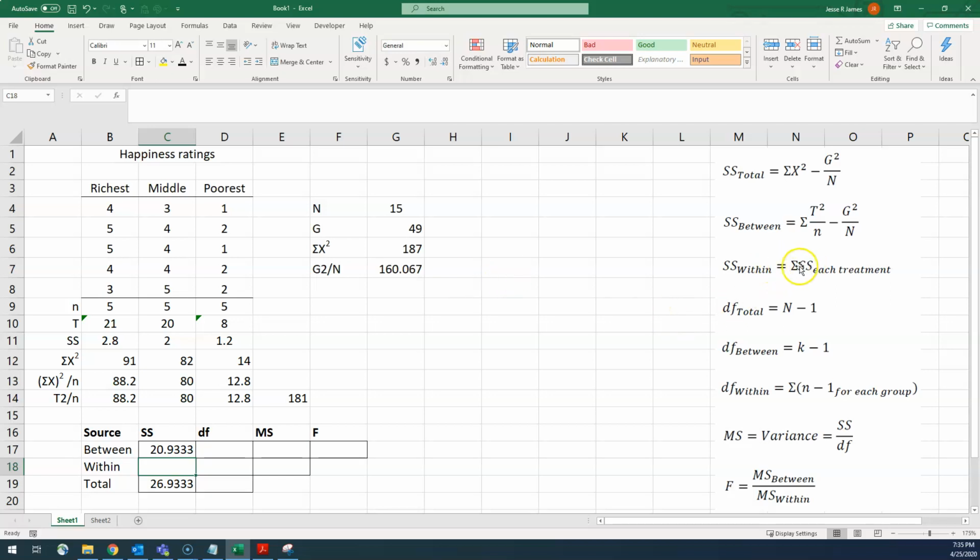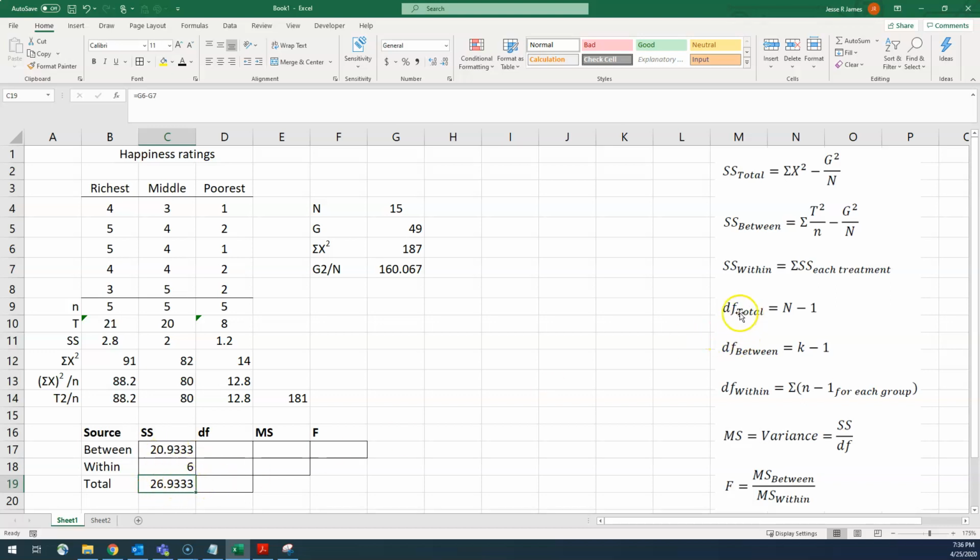Our sum of squares within is to take the sum of squares for each treatment and add them up. I can do equals the sum of each of those things. And if we were to add 20.9 plus 6, it equals 26.9. And so you can see that we're on track.